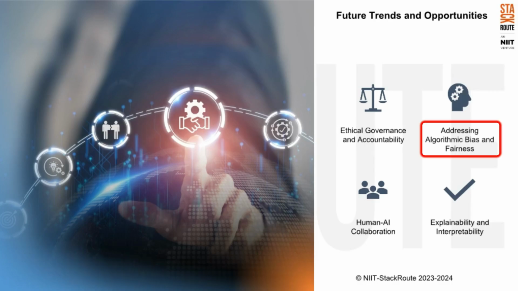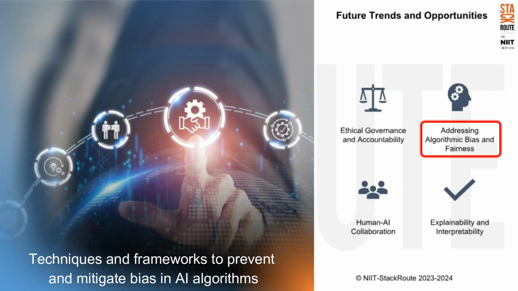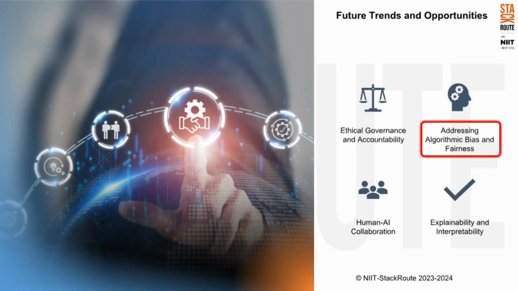Then comes addressing algorithmic bias and fairness. With increasing awareness of biases in AI systems, GenAI communities will prioritize addressing algorithmic bias and ensuring fairness. They will develop techniques and frameworks to prevent and mitigate bias in AI algorithms, ensuring that AI systems treat individuals impartially and without discrimination. This work will involve diverse perspectives and interdisciplinary collaboration to create more equitable and inclusive AI technologies. Next is human-AI collaboration.